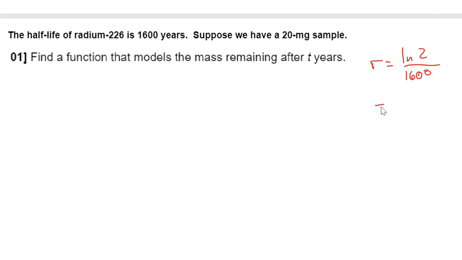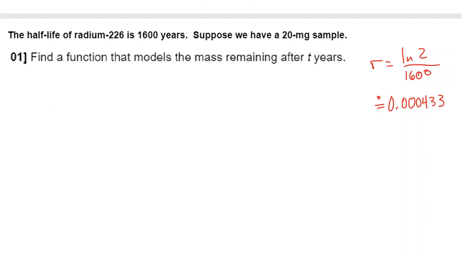1600 goes underneath that. So by the time that we divide natural log of 2 divided by 1600, all right, that is going to give me 4.33 e negative 4, which means that I'm going to have 3 zeros and the 4. All right, so we're going to use that in our formula.